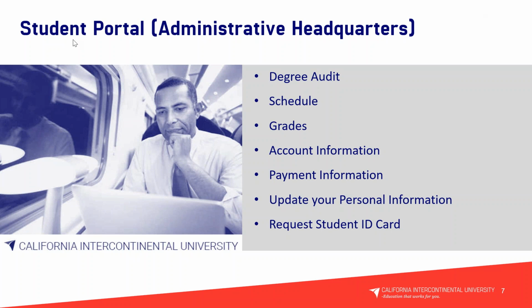The first website is the student portal, or the administrative headquarters, and this website allows you to view your degree audit, right? So what courses are you going to be taking? You're going to be able to view your schedule, access your grades, your account information. You can make payments through this website. You can update your personal information, and you can also send a request to receive a physical ID card. So this is the student portal website. Any questions on this one?